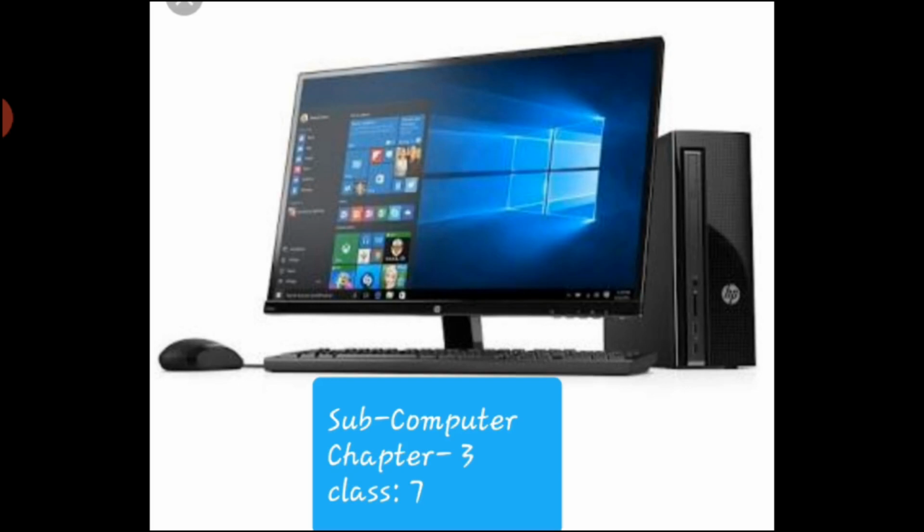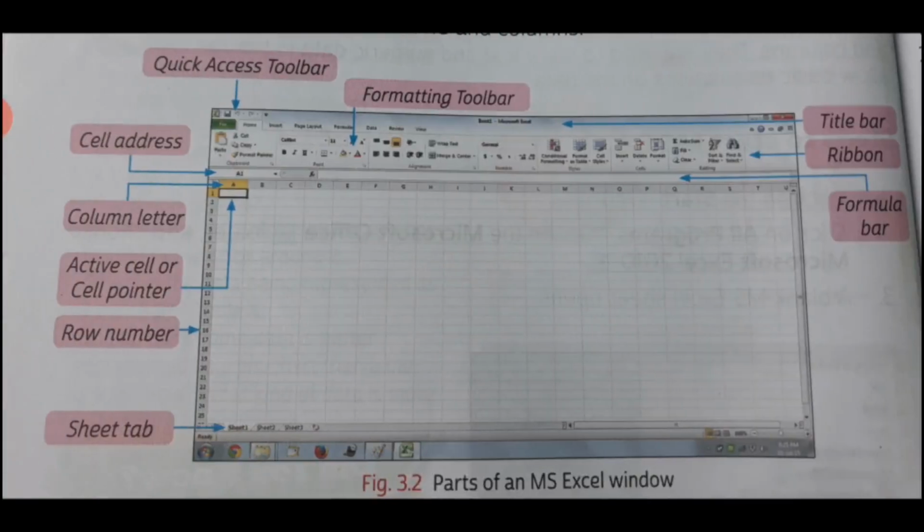But unlike MS Word, the working area of an MS Excel window is divided into several rows and columns. So what is different here in the MS Excel window is the working area, because the working area is made up of rows and columns. Now I am going to explain some of the components of the MS Excel window.